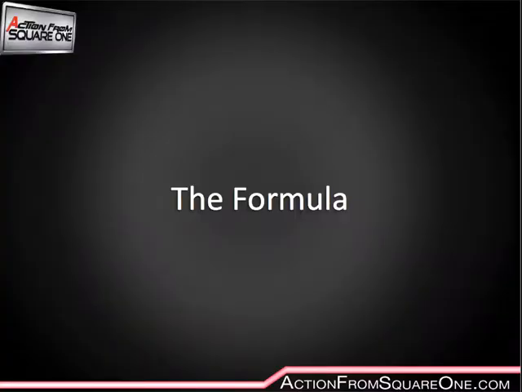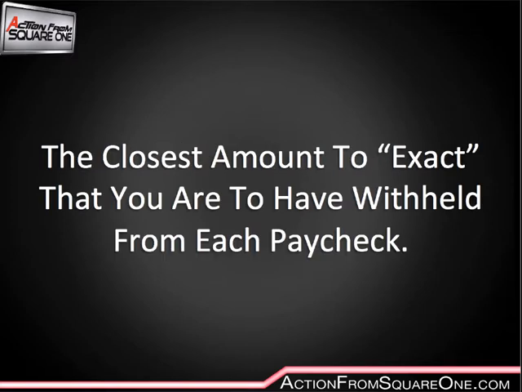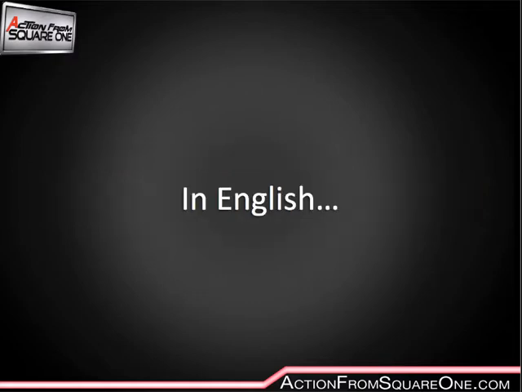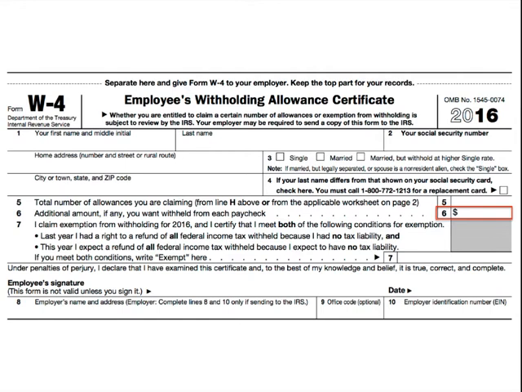The formula. In order to arrive at that perfect return, here it is. Tax liability divided by pay frequency equals the closest amount to exact that you are to have withheld from each paycheck. Okay, I got a little excited there. So here it is in plain English. This is the formula. Tax liability divided by pay frequency equals your total withholding per pay period. This is the amount that you're going to place on line 6 of your W-4. This is everything that we've talked about thus far. The line that gives you the control.